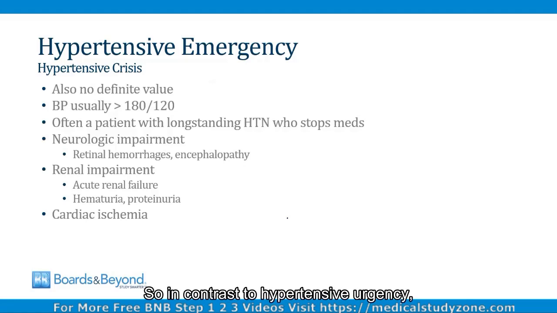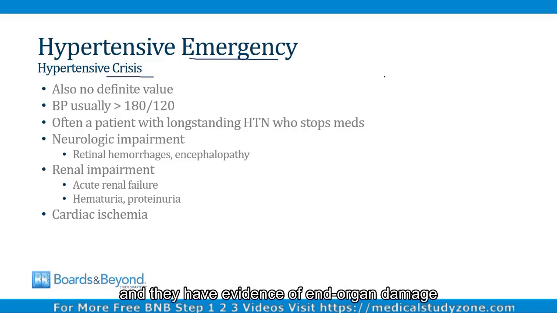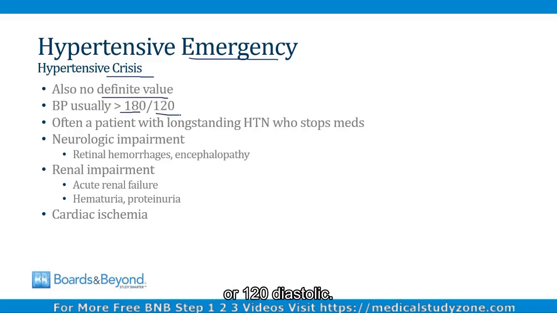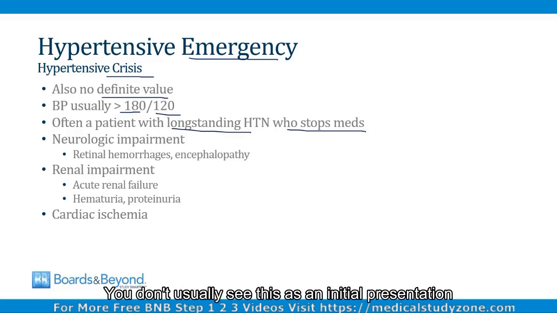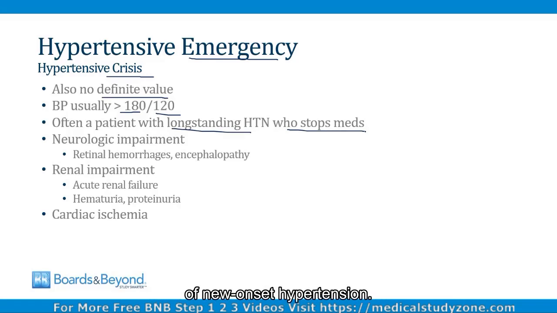So in contrast to hypertensive urgency, patients who have hypertensive emergency, also called hypertensive crisis, have severely elevated blood pressure, and they have evidence of end organ damage from that elevated blood pressure. Just like hypertensive urgency, hypertensive emergency has no definite value, but most people agree that it's present when the blood pressure is over 180 systolic or 120 diastolic. And often this occurs in a patient who has long-standing hypertension and suddenly stops their meds. You don't usually see this as an initial presentation of new onset hypertension.